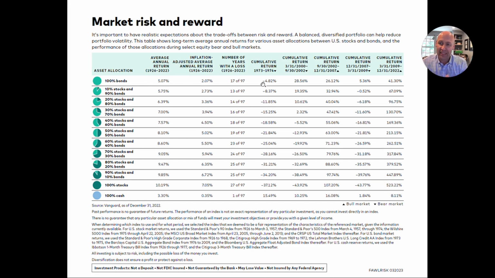If you owned bonds during the 1973-74 stock market crash, you'd have lost about 5%. During the technology stock crash, bonds actually provided good ballast against stock market volatility. They were actually up about 29% during the period of time when stocks lost 44%. And in the 2008-2009 crash, when the stock market fell 44%, they actually were up about 5.36%, basically.